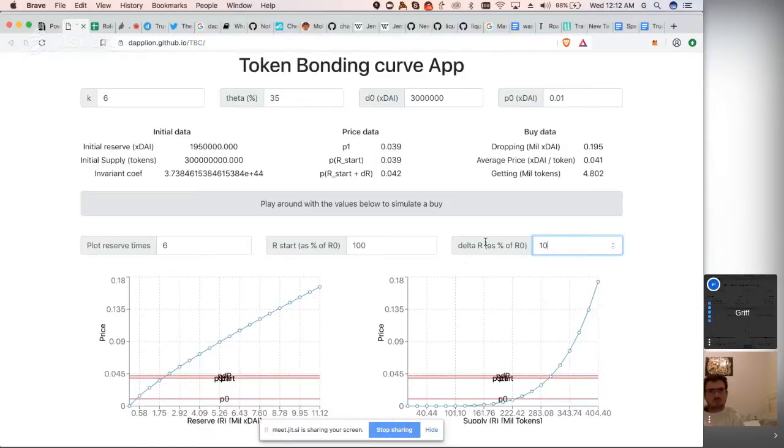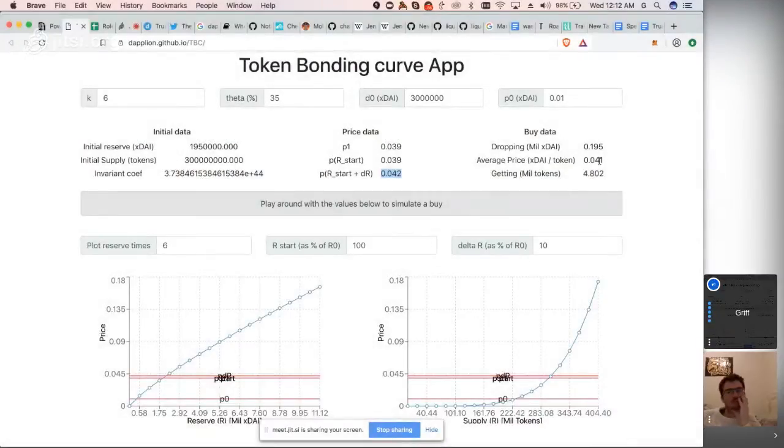So this is saying, hey, we're going to put 10% of the reserve into the thing. And this says, if we do that, we're buying this many die at an average price of 41 cents. So we're sending in 195,000 die. We're getting 4.8 million tokens. We're paying an average price of 4.1 cents, and the price for the next person to buy is 4.2 cents. Cool.